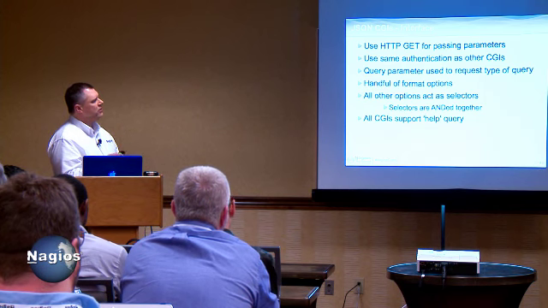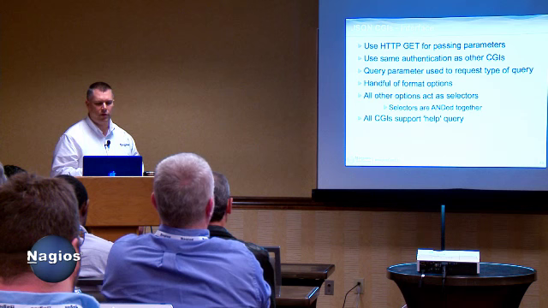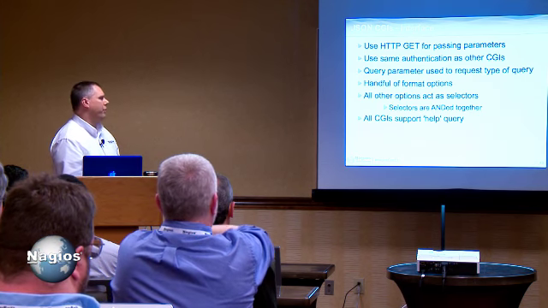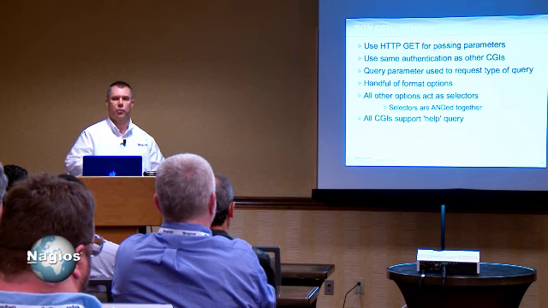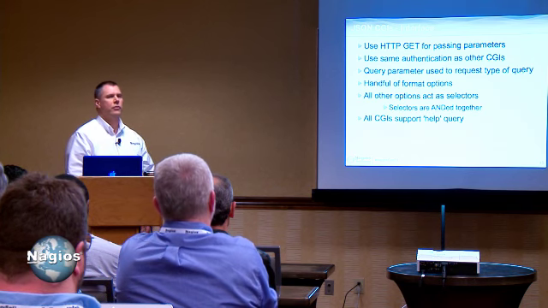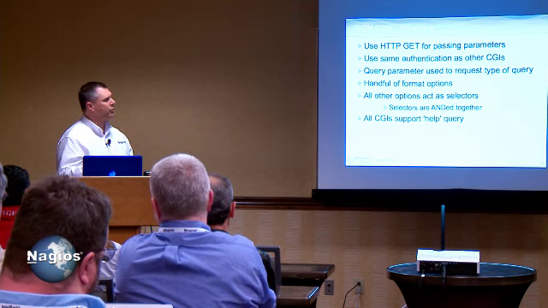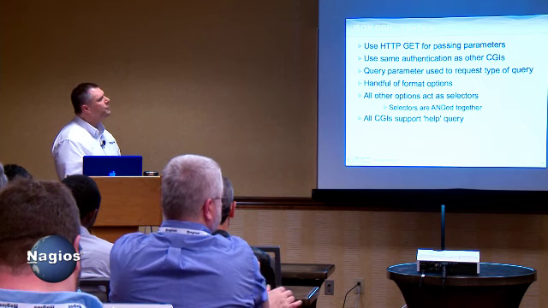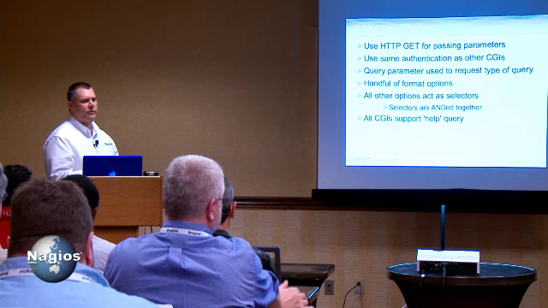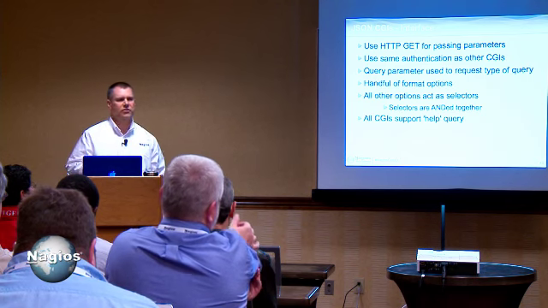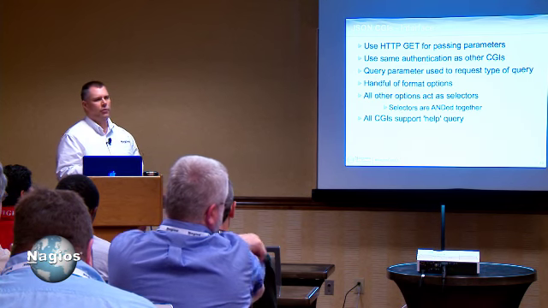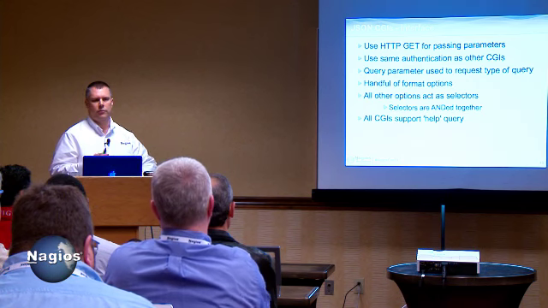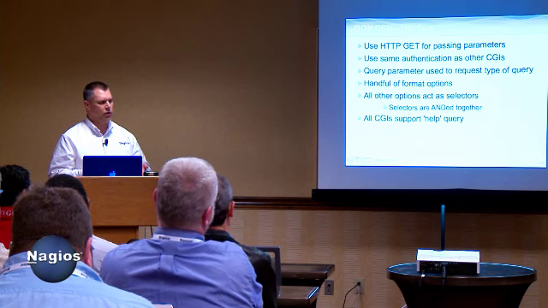Each of the CGIs has a number of parameters. There is always a required parameter called the query parameter, which specifies which query you want to run for this particular JSON CGI, and we'll get to a list of what some of those queries are. There are a handful of format options. This is mostly for people that are using them interactively. You want to pull some information, make sure it looks right.